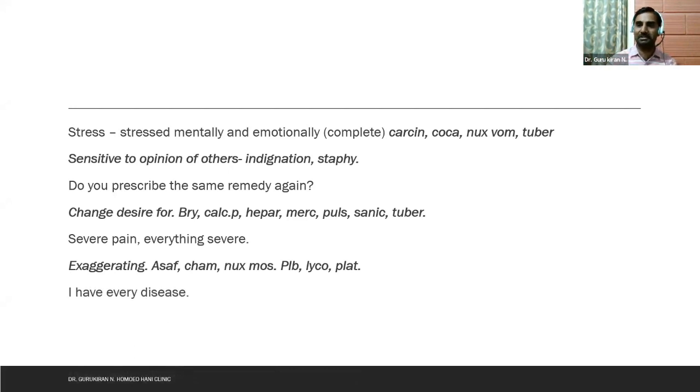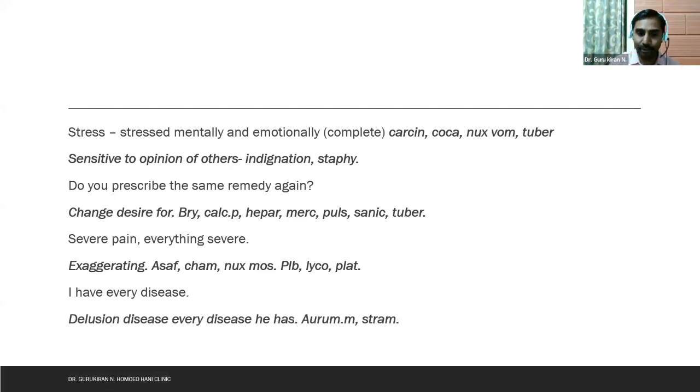"I have every disease. Whatever disease you say, I have." The patient complains from the head to the toe. "I have every disease." What is it? Delusion, disease, every disease he has. Aurum mur and stramonium. So these are some of the rubrics I have shown you today.